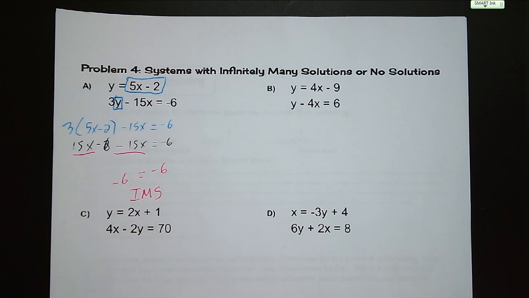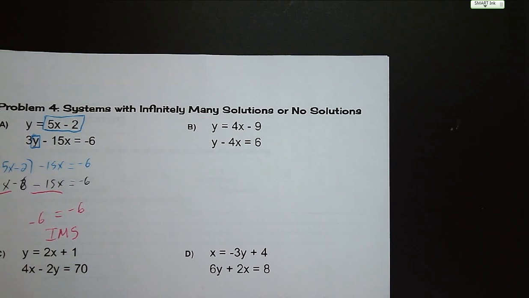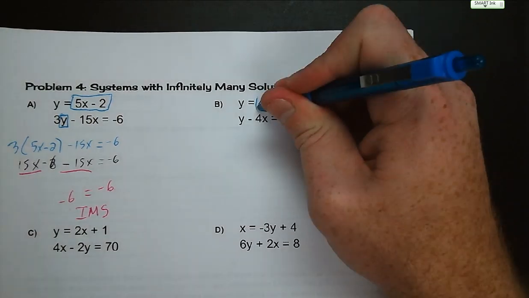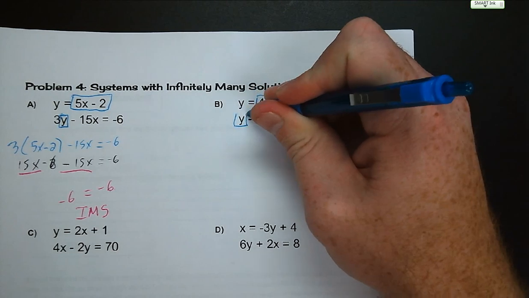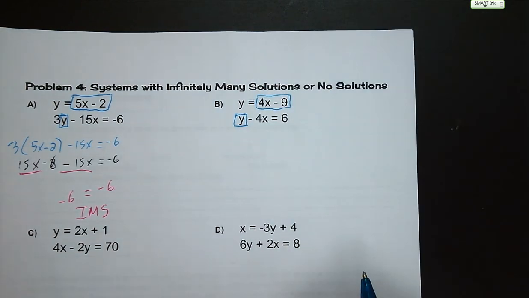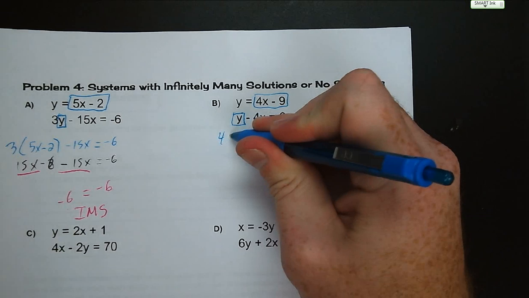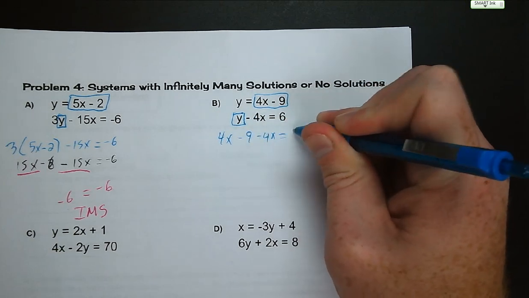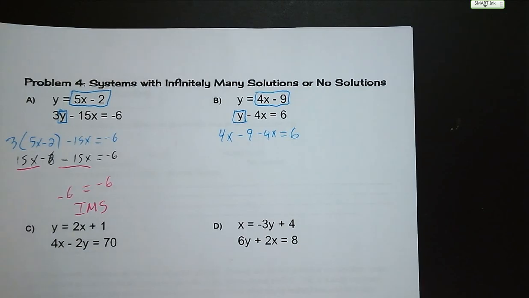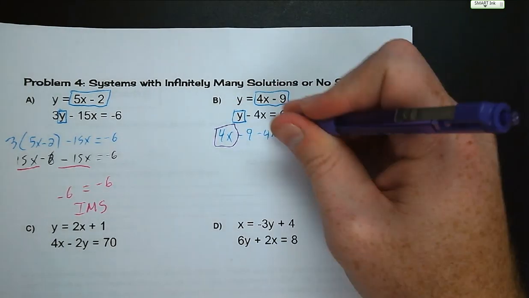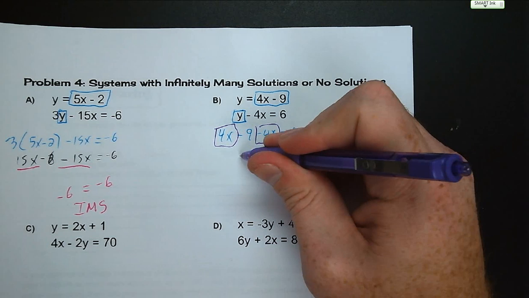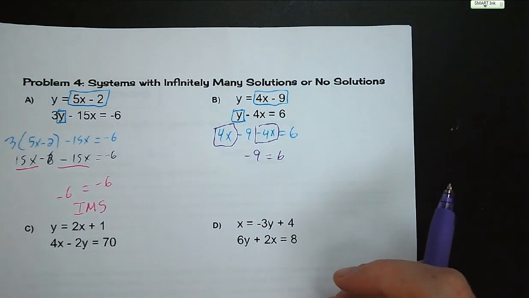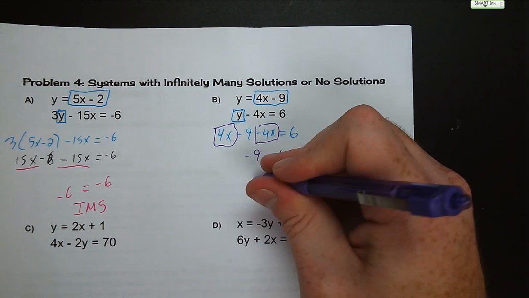All right. Letter B, we have two equations that are already solved, so we're going to take this and plug it in for that. So we have 4x minus 9 minus 4x equals 6. Combine like terms, 4x and negative 4x, so that is 0. So negative 9 equals 6. Does negative 9 equal 6? No solution.